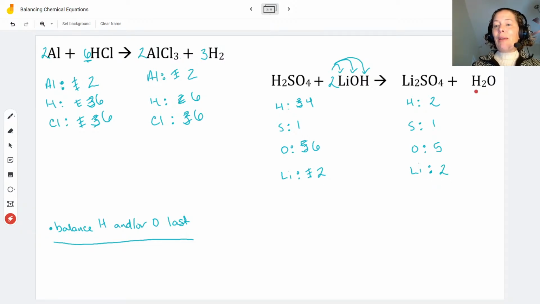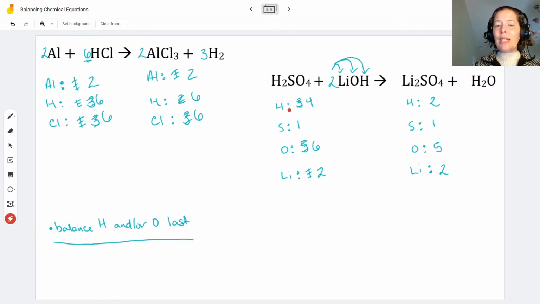And ideally, I'm going to balance these by just putting some kind of multiplier in front of water. I really would rather not put something in front of lithium sulfate at this point because it's going to change my lithiums and my sulfur. So if I can avoid that, that's great. That's what I'm going to try and do. But again, I might not be able to, and then I'm just going to have to go back and rebalance.